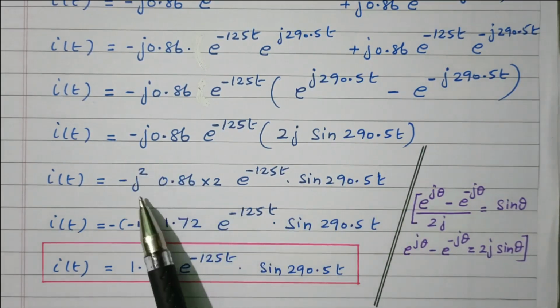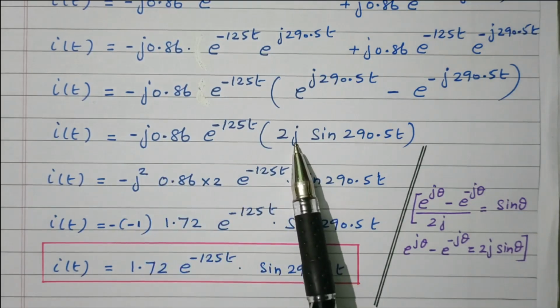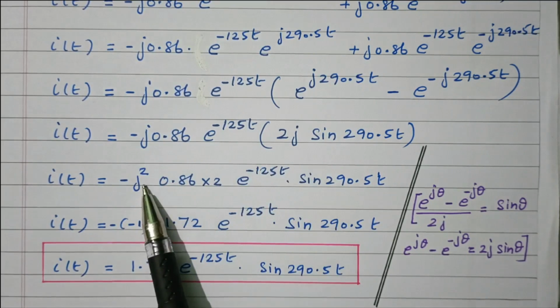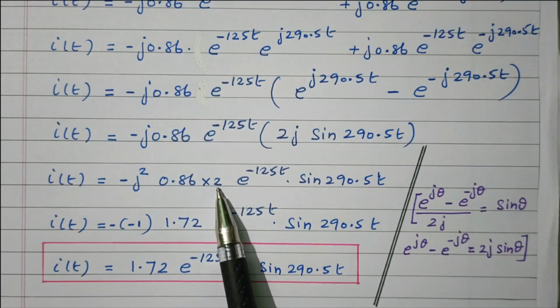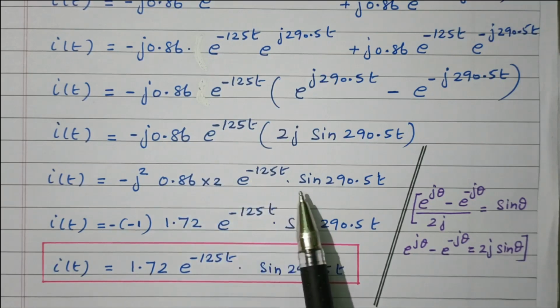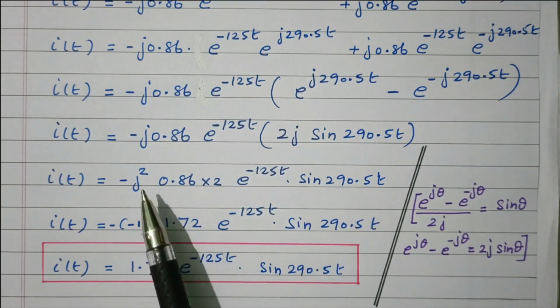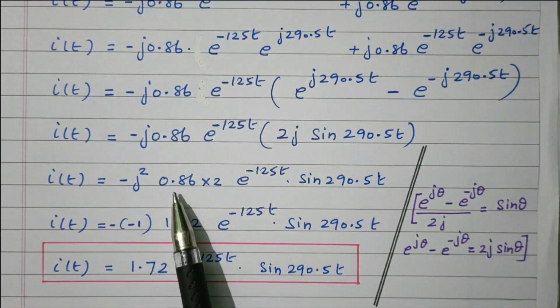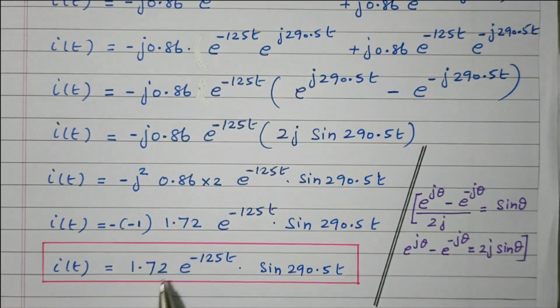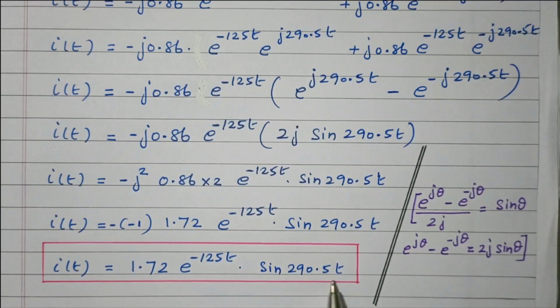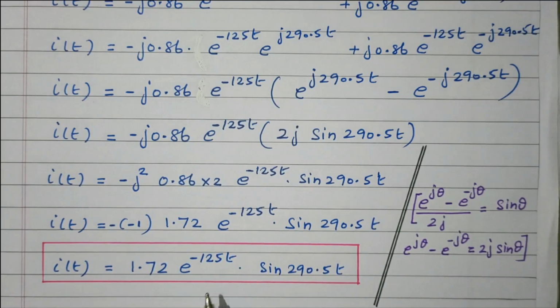Now here the minus j, and here also one j is available. j is available 2 times, so j square. Already here one minus is there. 0.86 into 2, here 2 is there, 2 e power minus 125t sine 290.5t. We know that j square is minus 1. 0.86 into 2 is 1.72. So minus minus becomes plus. Finally, 1.72 e power minus 125t into sine 290.5t. So this is the transient current of the given RLC circuit.